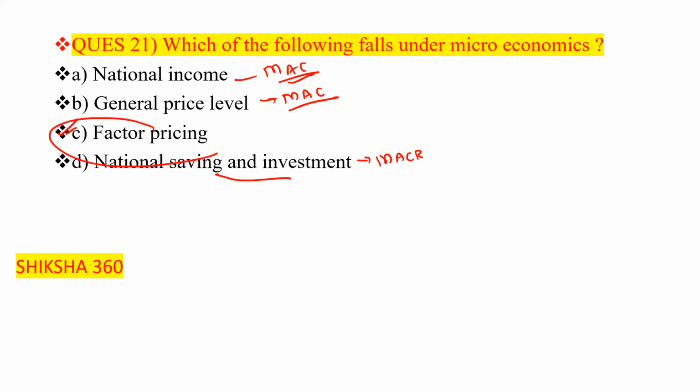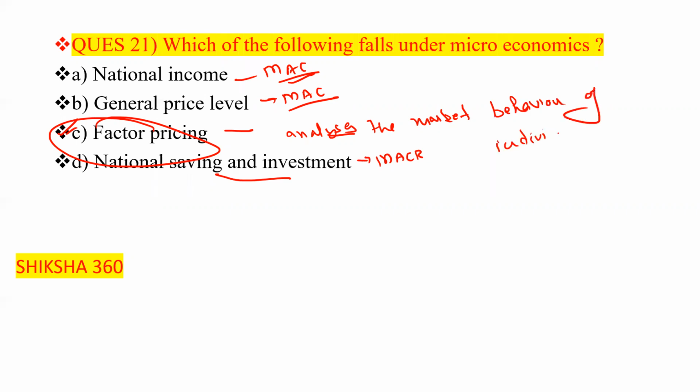That is the factor pricing. This one comes under microeconomics. Microeconomics generally analyzes the market behavior of individual consumers. So option number C is the answer. That is factor pricing.